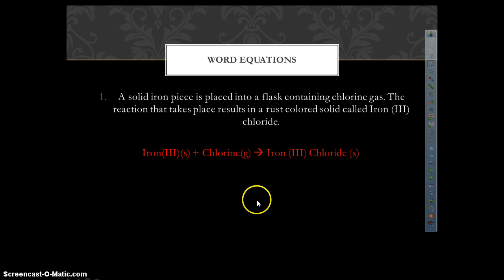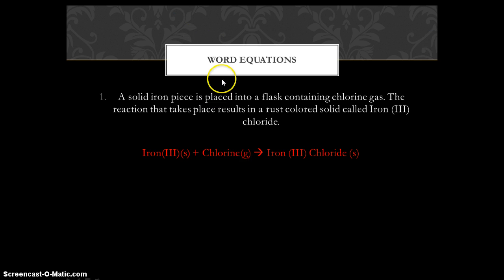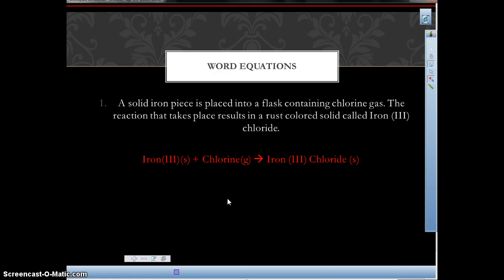So the first type of thing that we look at is what's called a word equation. So if you're given a sort of word problem, you want to be able to pick out the pieces that indicate what's a reactant, what's a product, and what type of state they are in. So if you underline some of the keywords, one thing to look for is basically the divide between what's a reactant, what's a product. So words like result, or form, yield, produce.